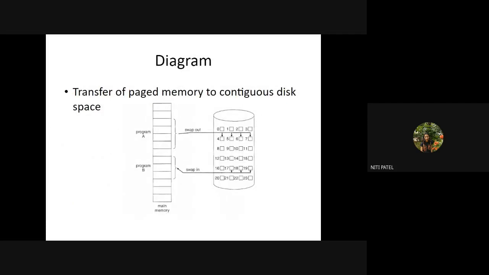Okay. So see, what is this? Transfer of paged memory to contiguous disk space. So this is your main memory. This is your secondary memory. So I have a program A. Whatever is required in program A, I will keep on moving from physical memory to my secondary memory. But when I go into the secondary memory, there are contiguous blocks with respect to one program. So program A is stored in blocks 4, 5, 6, 7, which are contiguous. Again, program B is also inside your secondary memory, stored contiguously.